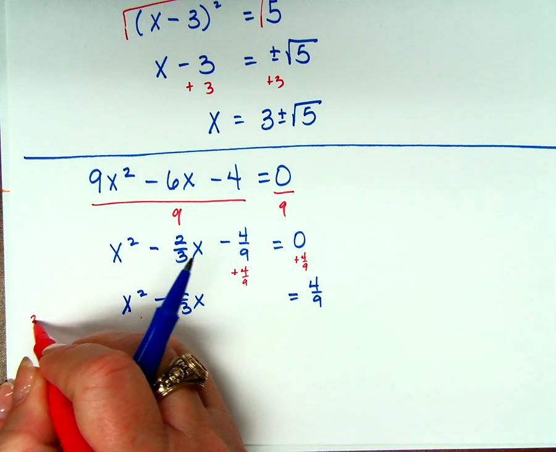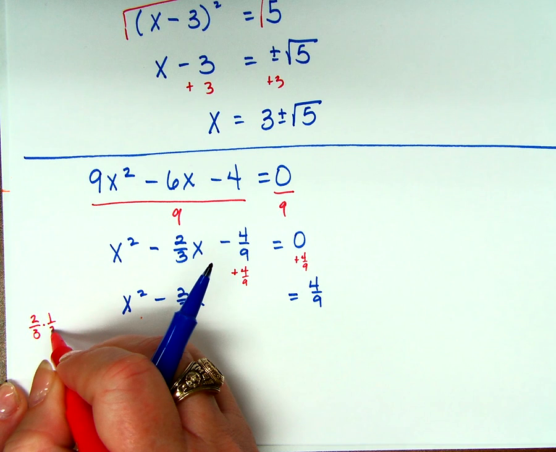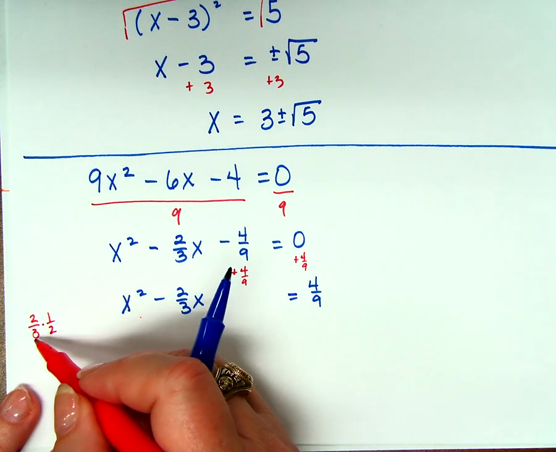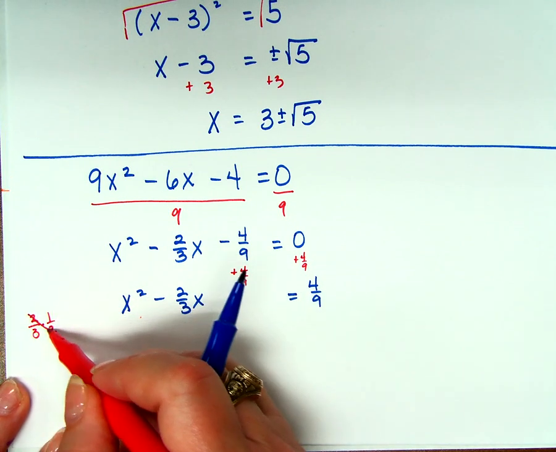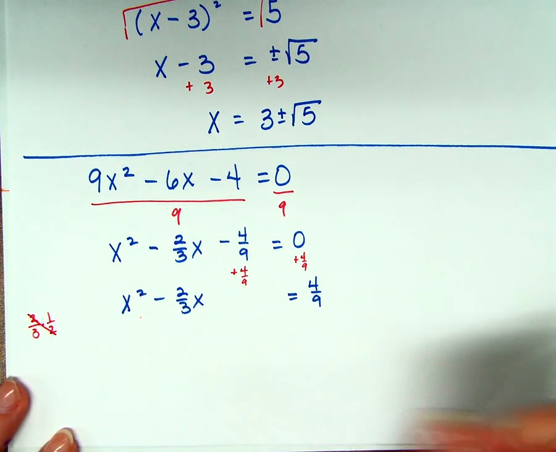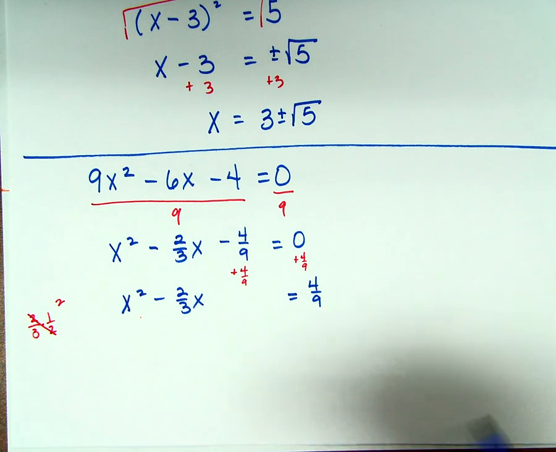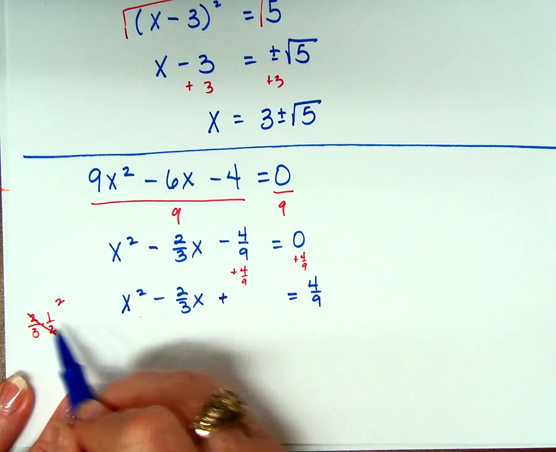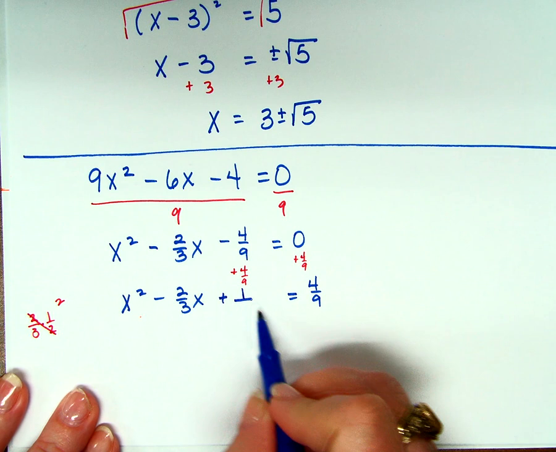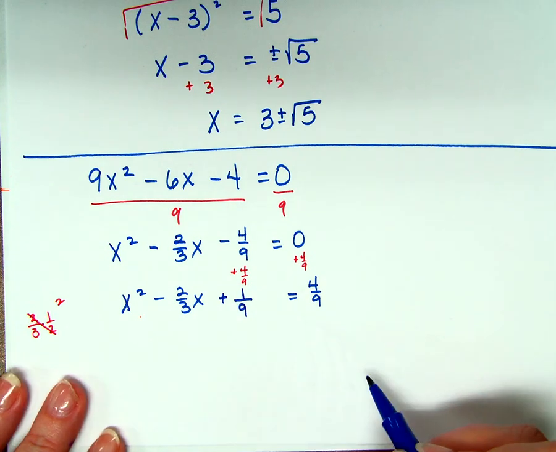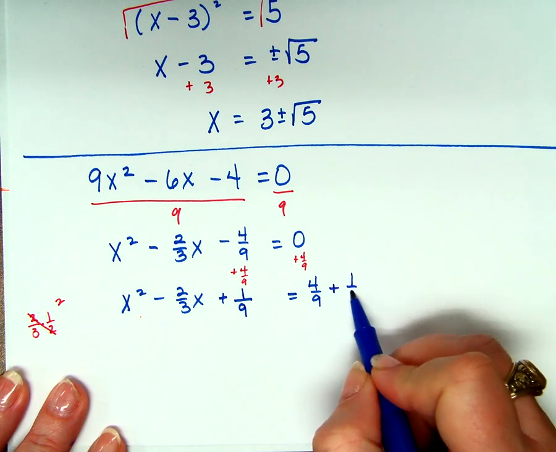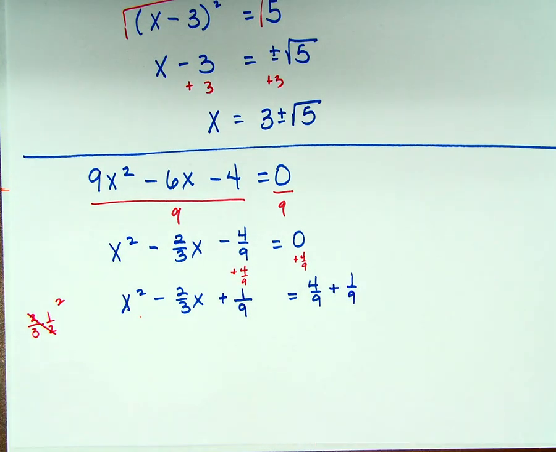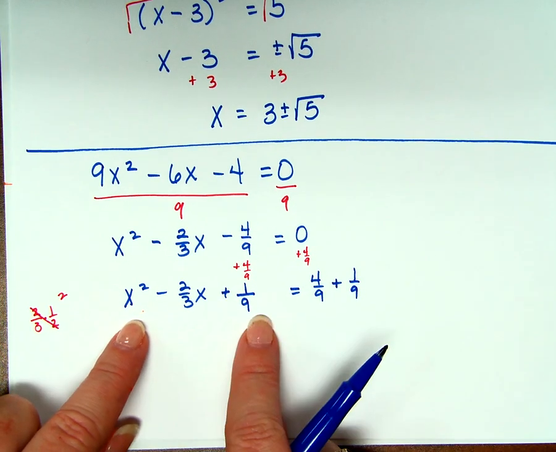Dividing by 2 is the same thing as multiplying by what? 1/2. So I end up with 2 over 6, but I can simplify that, can't I? And just get 1 over 3. And then when I square it, what do I get when I square 1 over 3? What's 1 squared? 1. And what's 3 squared? 9. If I add it to this side, I add it to this side. Okay so far? Okay. Now where do I go for my trinomial?